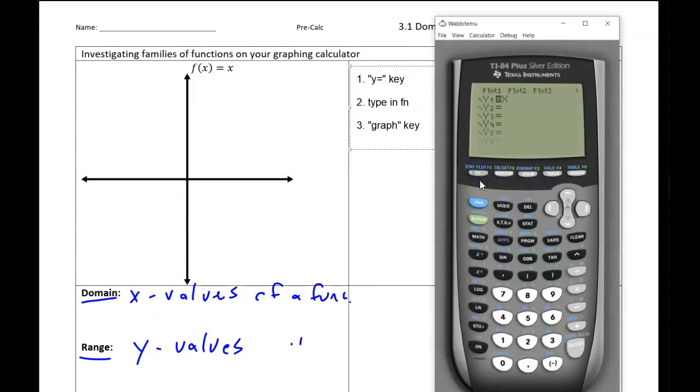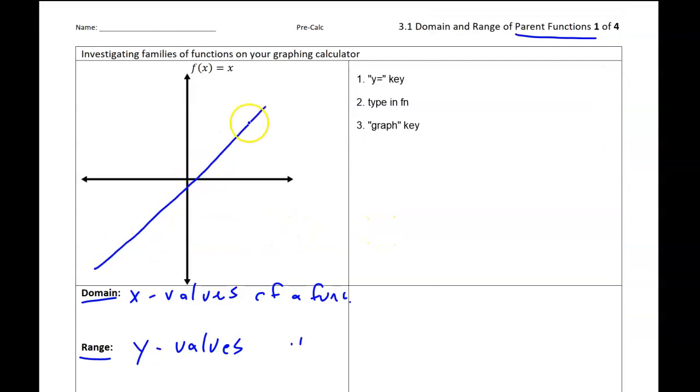All right, so I'm going to hit y equals. I'm going to type in just plain old x as my function, and then I'm going to hit graph, and there's the line that I was expecting. And then what you're going to do on the rest of your note sheet is graph each function and draw a sketch. Your sketches don't have to be super precise, but they should show you the domain and the range of each function.